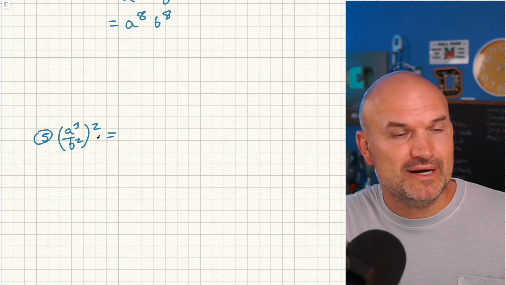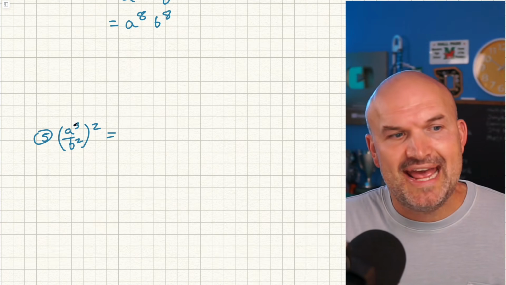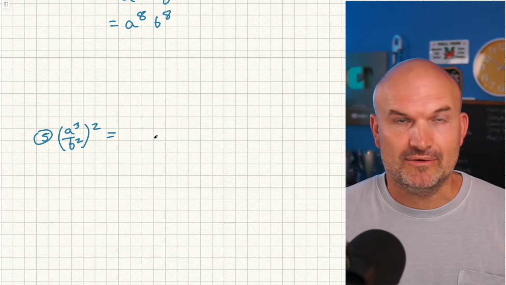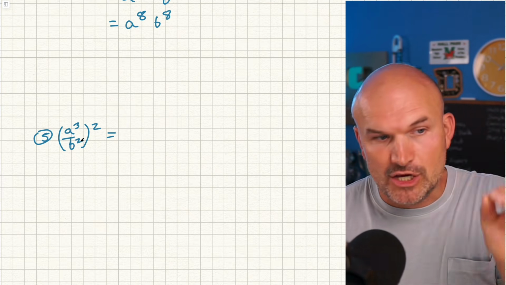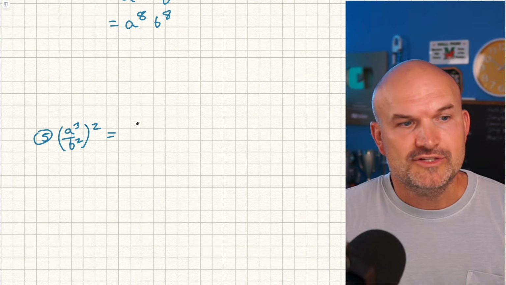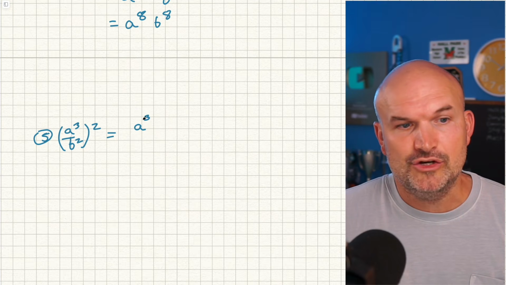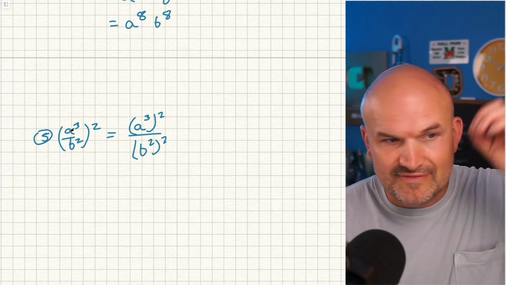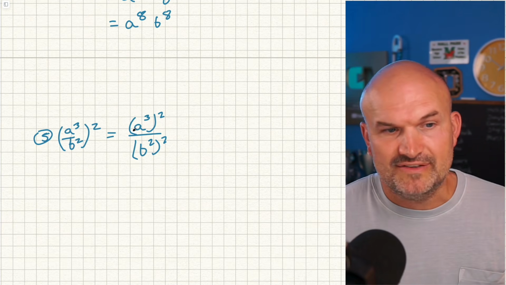Again, just like the power to product rule, ladies and gentlemen, we have to take our numerator raised to the 2nd power and our denominator raised to the 2nd power. Think about distributing to the top and bottom as long as they're separated by that quotient. So therefore, what we're going to have is a cubed to the 2nd power and b squared to the 2nd power. Again, we cannot divide these by subtracting the powers because they have different bases, right?